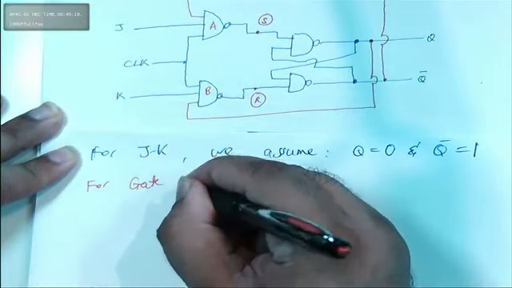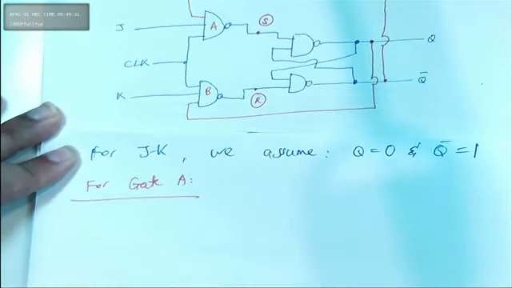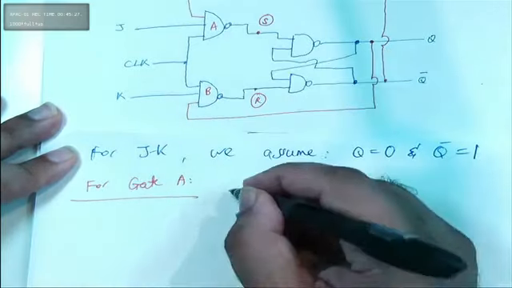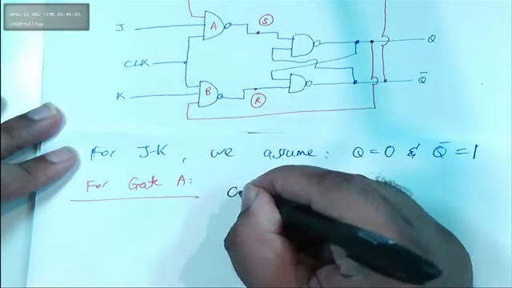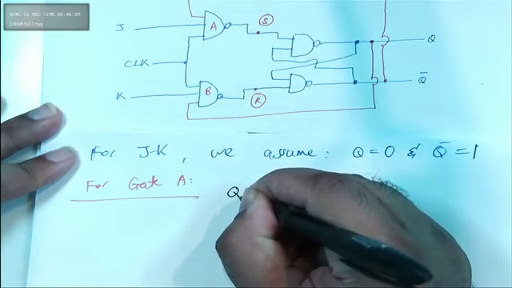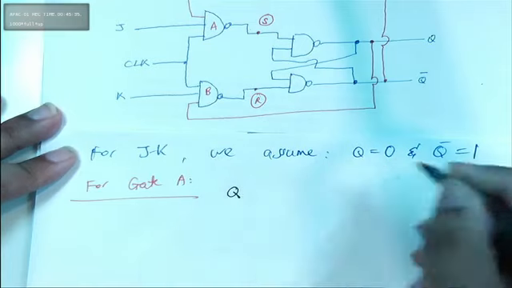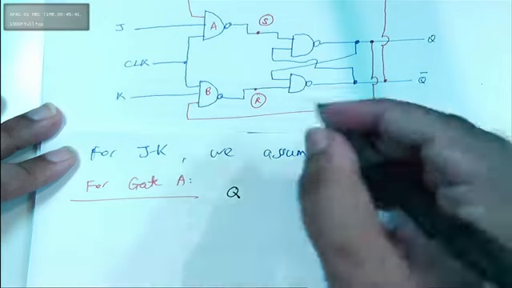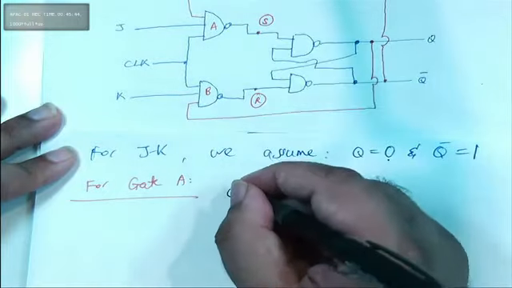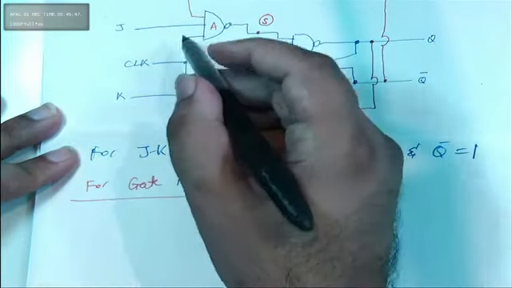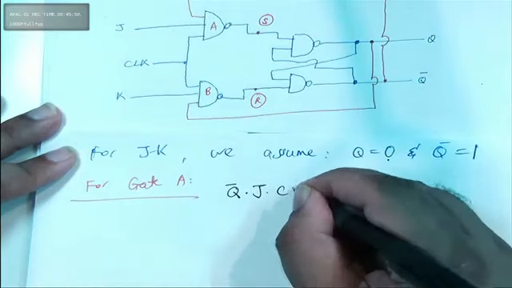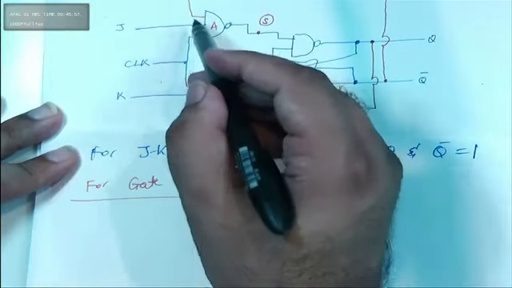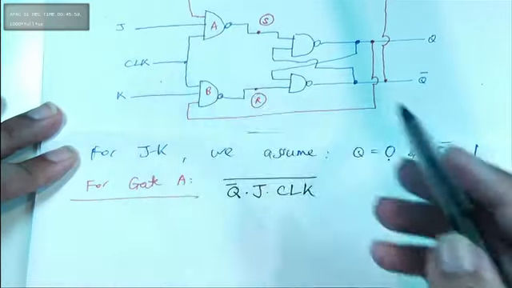For gate A, let's consider gate A. What is the output from gate A, guys? For gate A it will be Q bar, and J and clock, whole thing barred. Can you follow what I'm doing over here? That input is Q bar, that is J, that is clock.